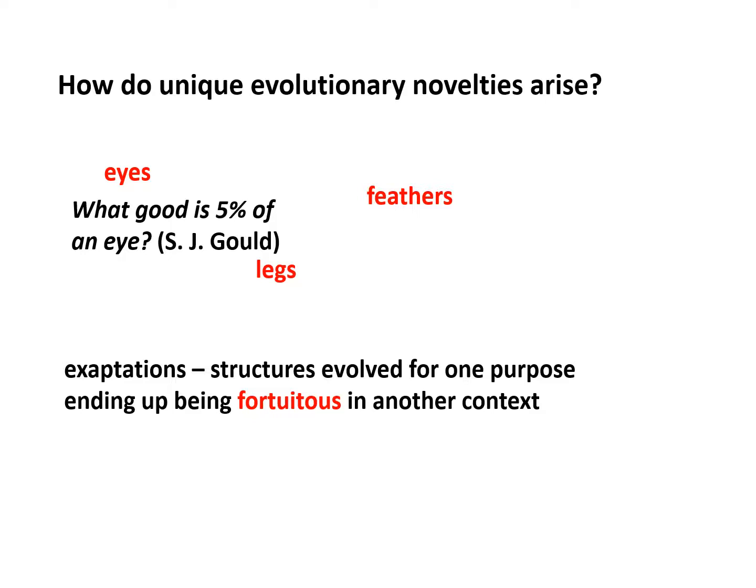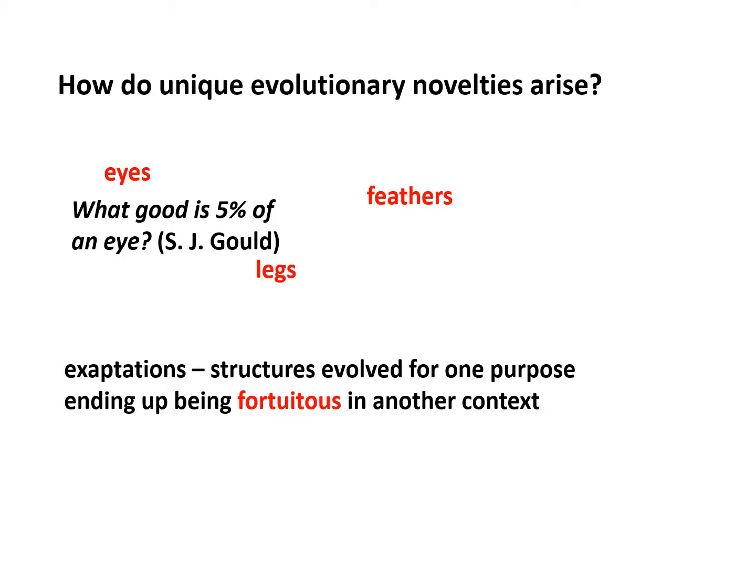The modern eye of the type we possess, a camera eye, is quite complex, and so to expect a structure like that to evolve in its present form is not particularly parsimonious. Similar arguments could be made for legs or feathers. What good would only part of a feather or leg be to an organism?